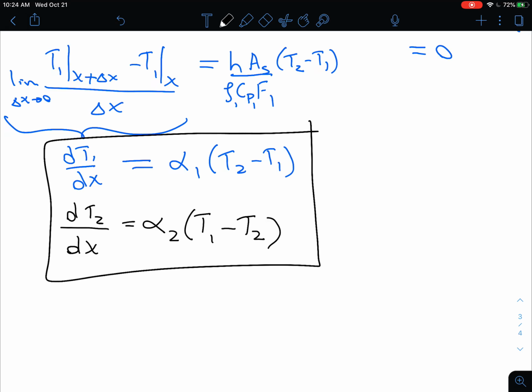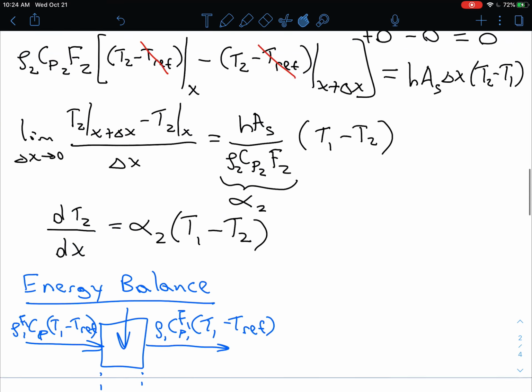So that was our purpose in this video, to show how a differential balance can be used to derive a differential equation. I hope that was helpful.